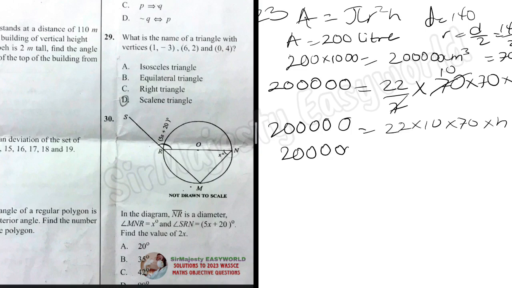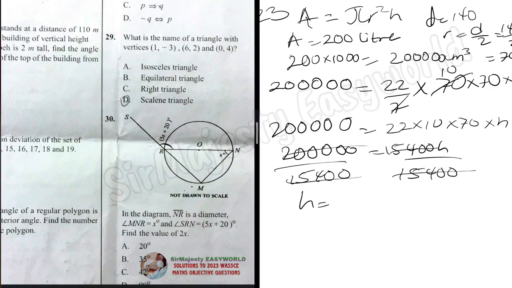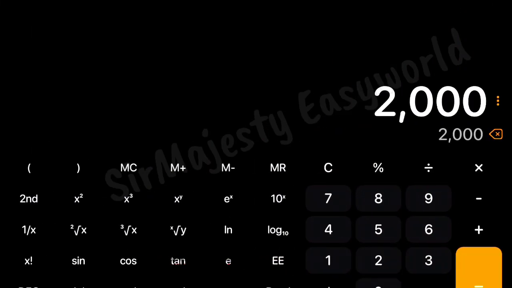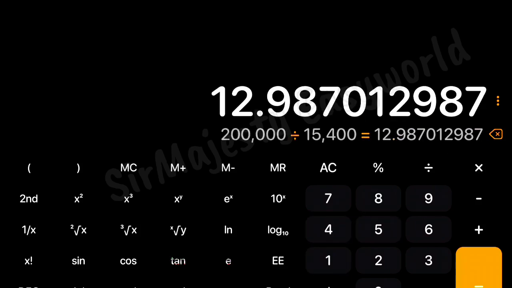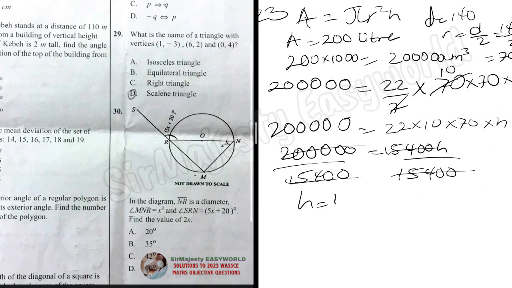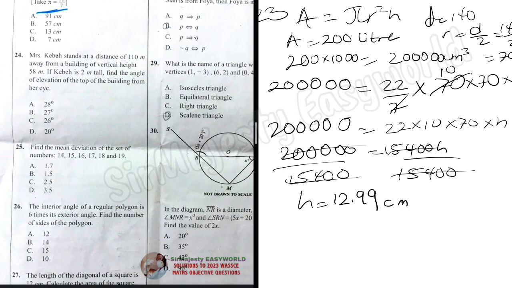So 200,000 is equal to 15,400 h. So I need to divide both sides by 15,400. So 200,000 divided by 15,400 will give us our final answer. That's 12.99 centimeter. Approximately, we can say 13 centimeter. So the correct answer to this question is C.